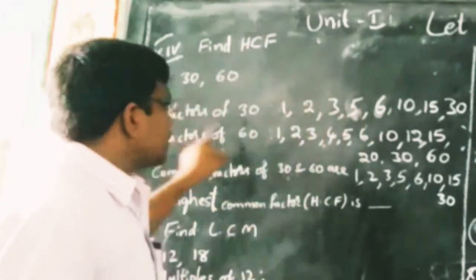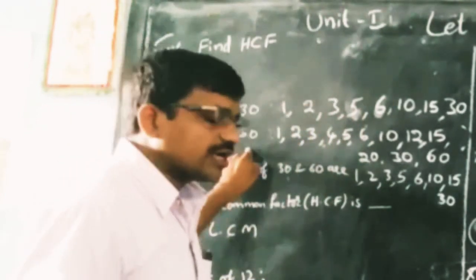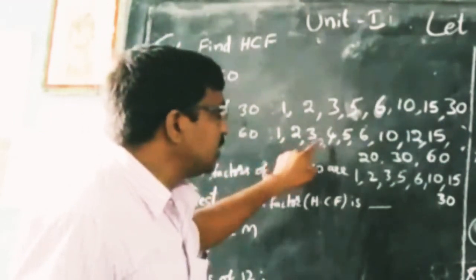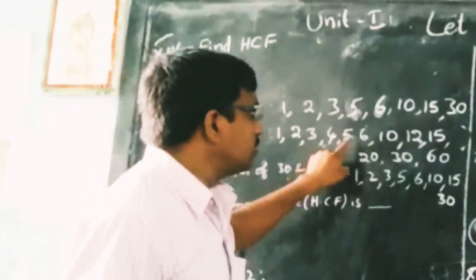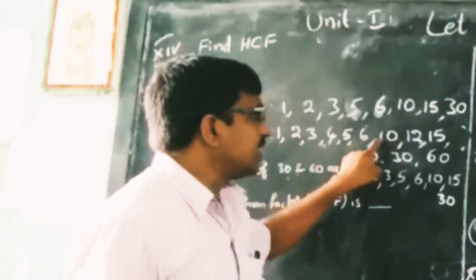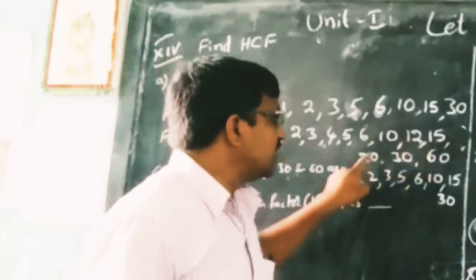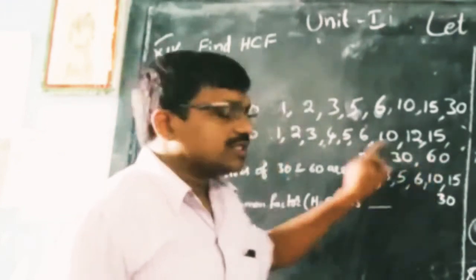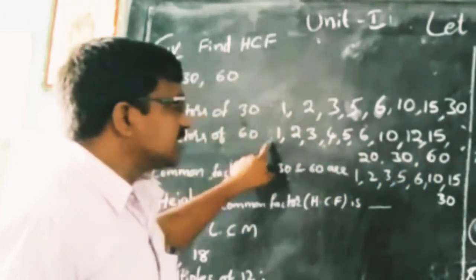Now write the factors of 60. So what are the factors of 60? 1, 2, 3, 4, 5, 6, 10, 12, 15, 20, 30, 60. So these are the factors of 60.